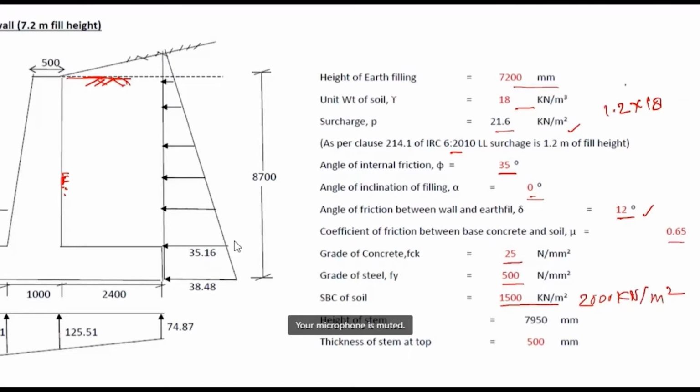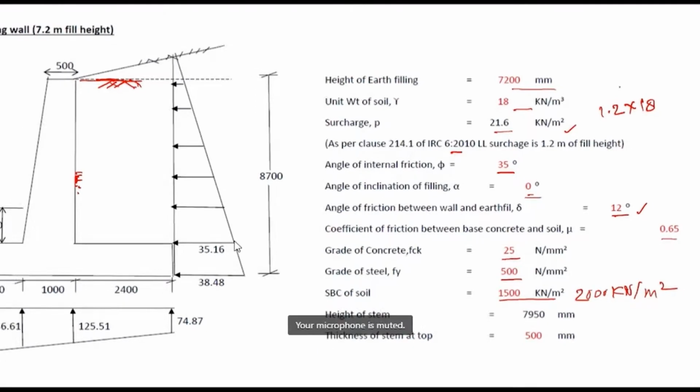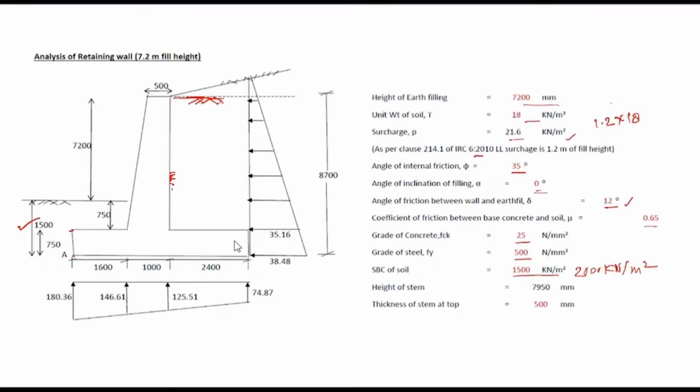So the height of stem will be equal to 7950, which is 7200 plus 750, from here, because we are interested in the bending moment and shear force at this location. Thickness of stem at top, suppose this is 500. Taken 500.